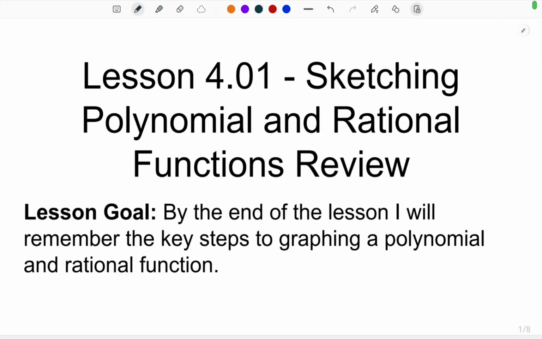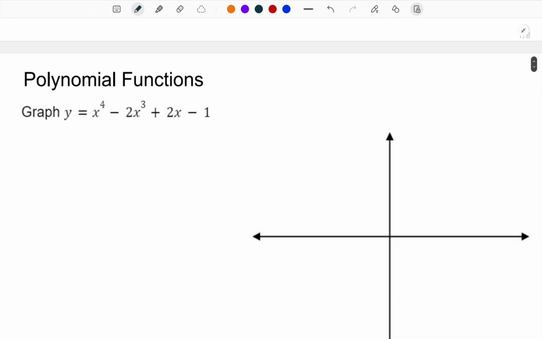Look at some graph sketching. So we're going to review basically what you would have done previously with polynomials and rational functions. How do you graph these? So let's start with a polynomial.